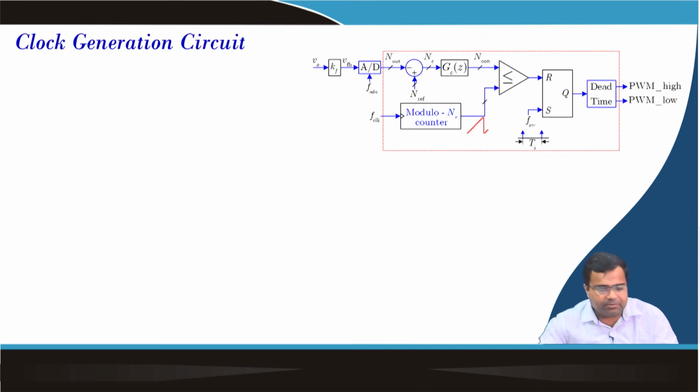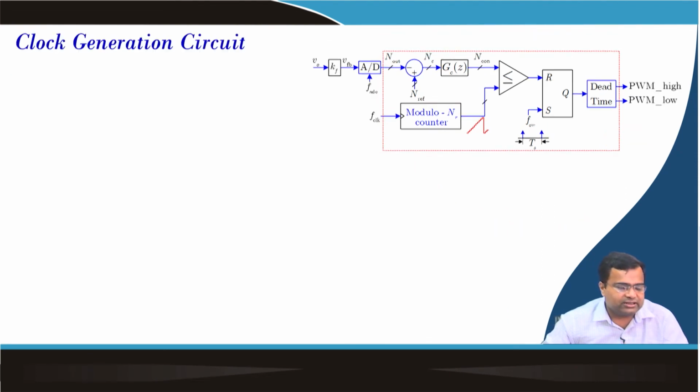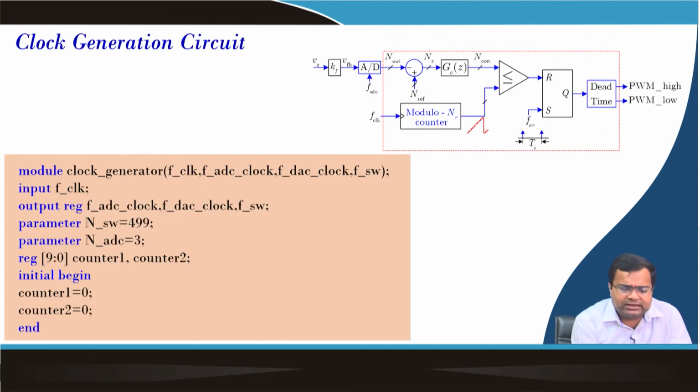Now, we have instantiated this clock generator circuit, and in this lecture we are only talking about the clock generator, because we have already discussed the DPWM dead time in the previous week. We will be discussing the digital PID controller in the subsequent lecture. So, what is the clock generator? If you go inside, it takes the main clock, which is a 100 megahertz clock, as input, and outputs the ADC clock, DAC clock and switching frequency.